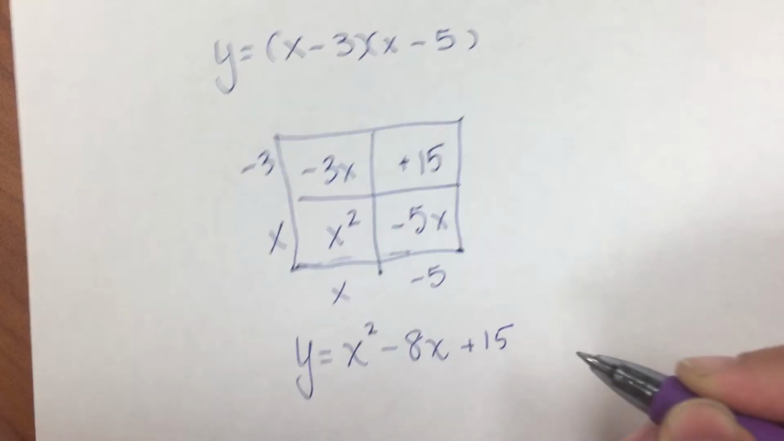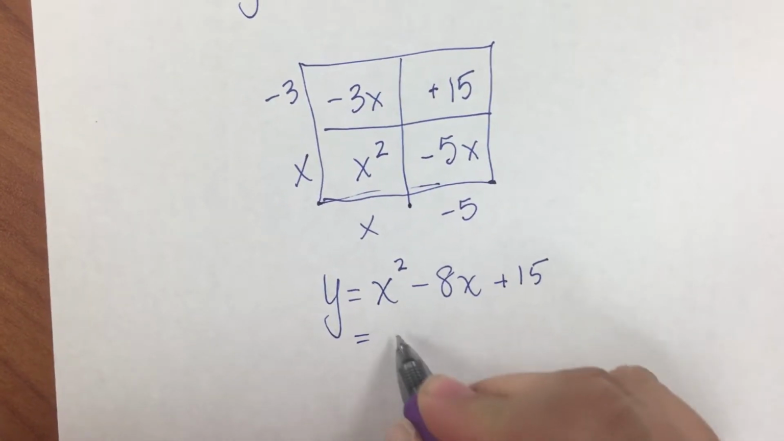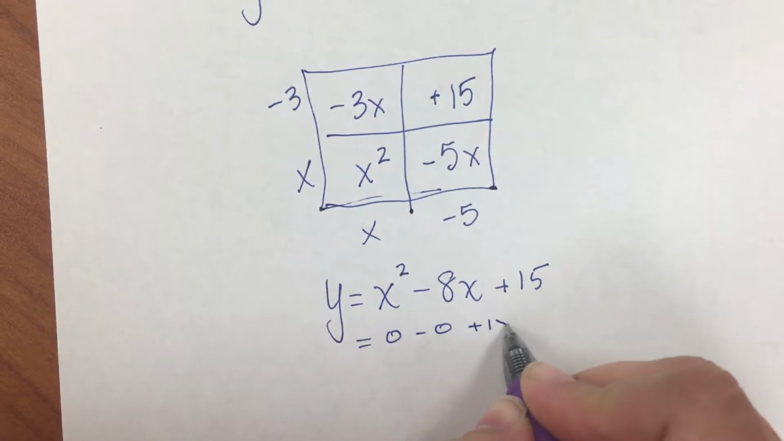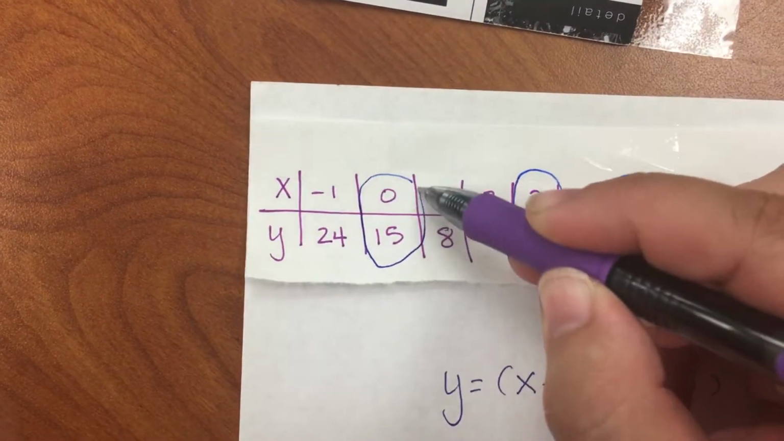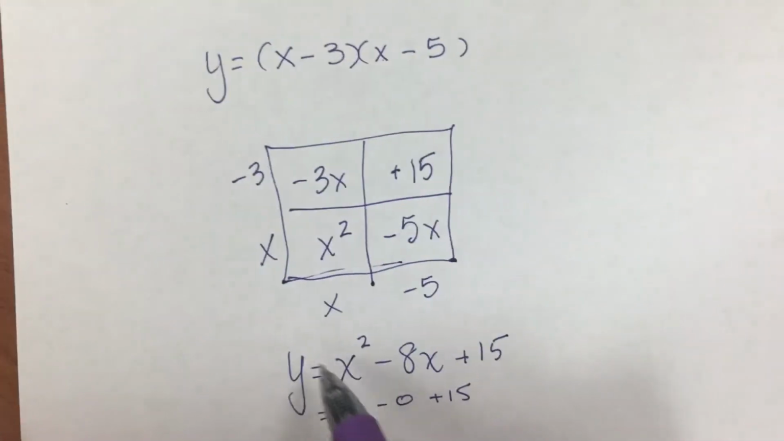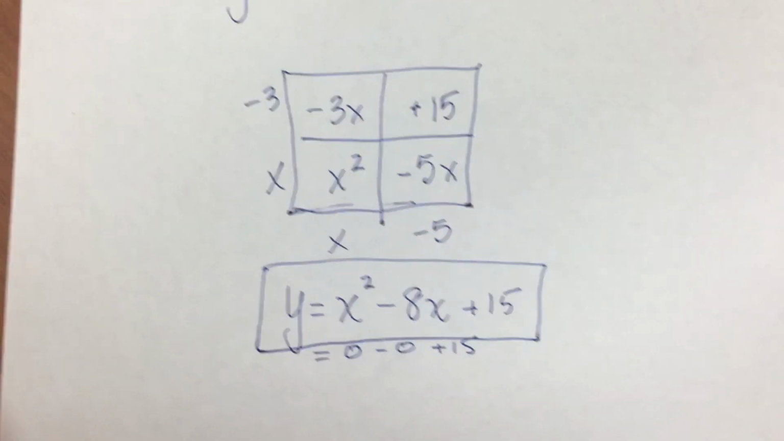Looking at that, I see that my y-intercept, if I plug 0 in, I get 15, and I look at my table, my y-intercept is the point where x is 0, and it is 15, so I know I wrote my equation correctly. I don't need to worry about an a value, and there it is.